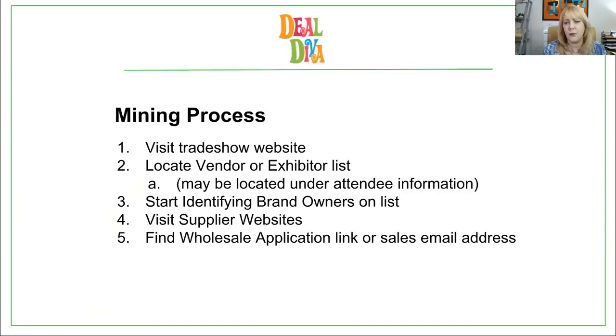Next, you want to visit the supplier websites. And if you don't know how to visit a supplier website and find the wholesale application link or sales email address and farm that information, when you order the Wholesale Trade Show Directory from me, you also get a guide on how to get started in wholesale and how to sign up for a reseller number, with links to every state's reseller website so you can get your reseller certificate, and then how to actually apply for a wholesale account with these brands. That comes with the trade show directory.